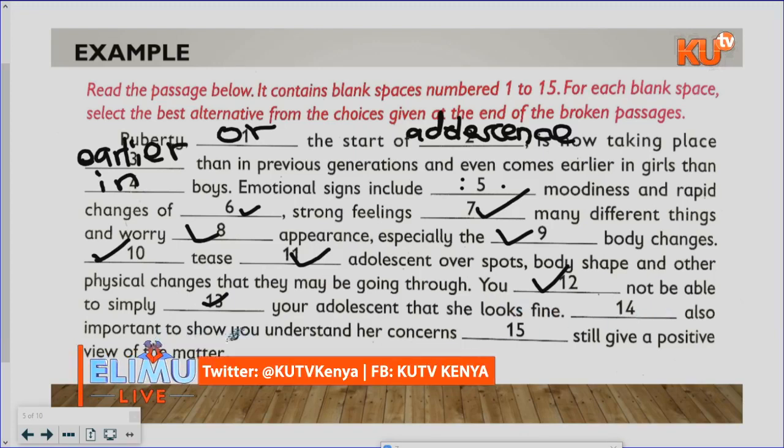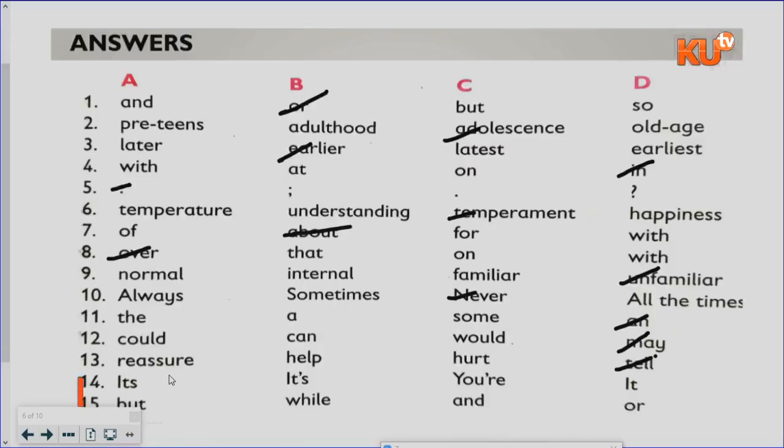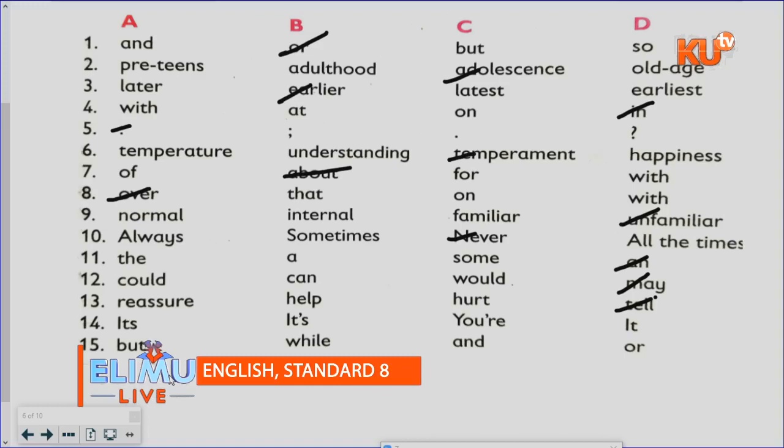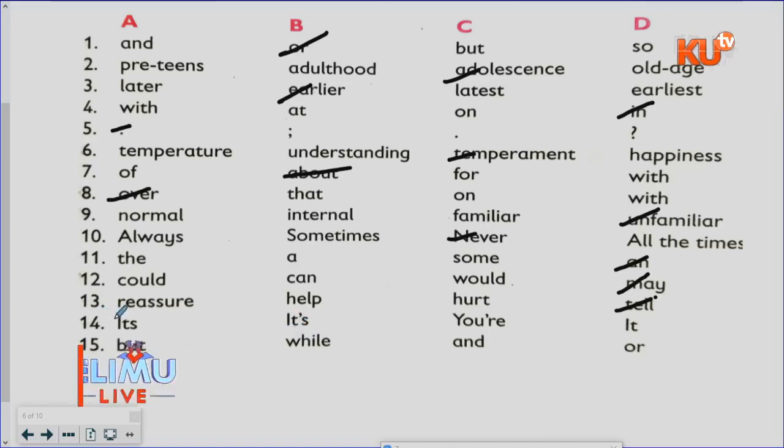Dash also important to show you understand her concerns. Dash still give a positive view of the matter. It's also important. These ones, the choices D and C, we rule them out. B and A remain. So our correct pick is B.